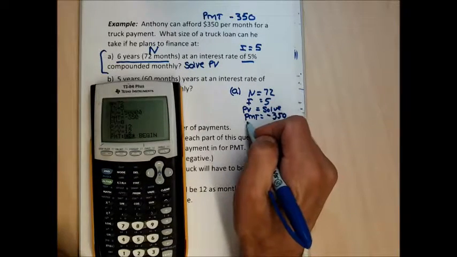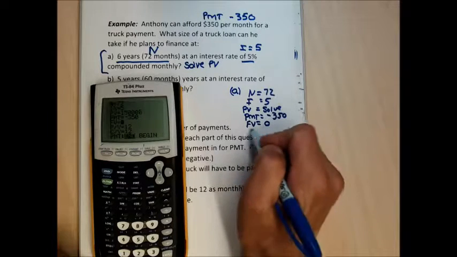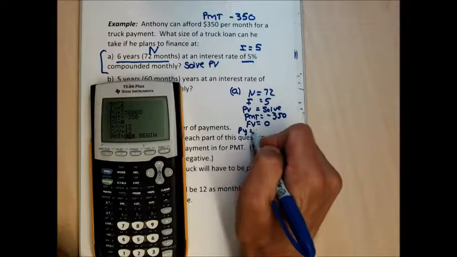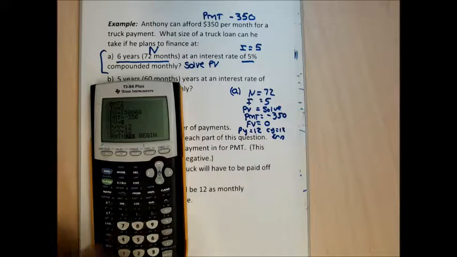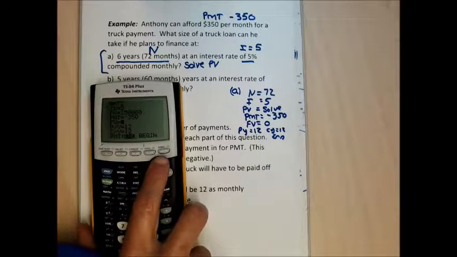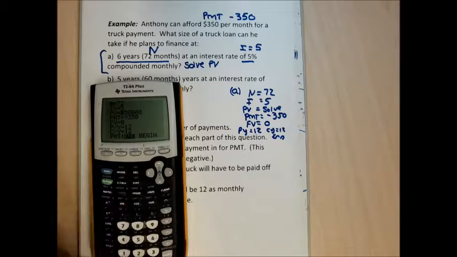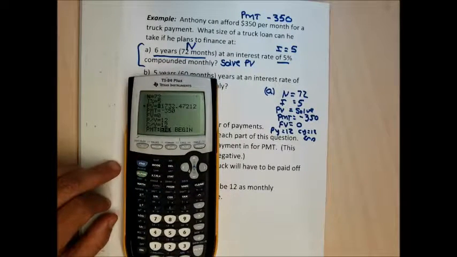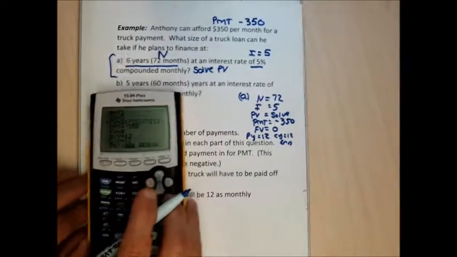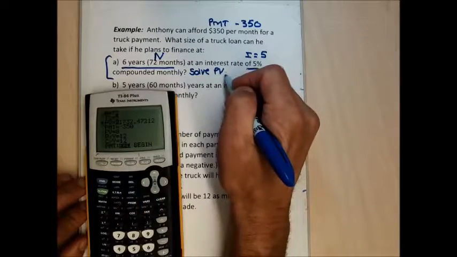And then for the rest, I'm just going to assume the FV is 0, the PY is 12, the CY is 12, and I'm at END for all car problems. So I have everything in here except I haven't solved for the PV. I'm going to solve for my PV by arrowing up to the PV. I'm going to hit the green alpha button followed by enter. And he can get a $21,732 loan.